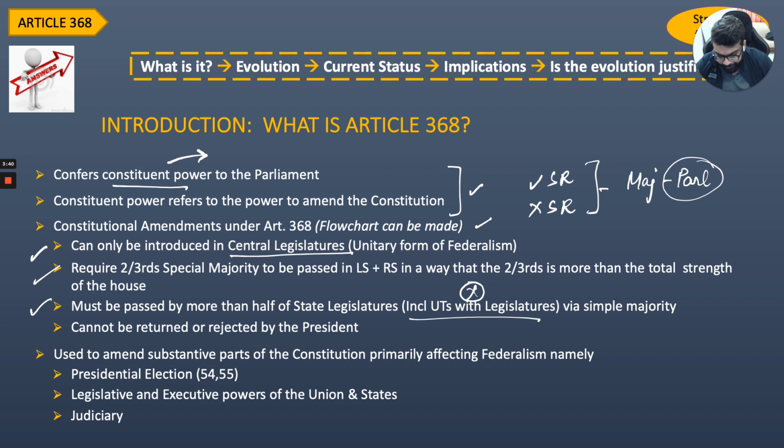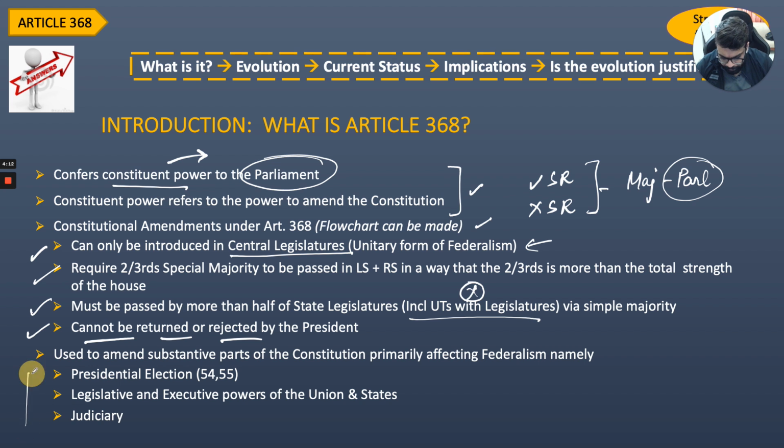And at the same time, these amendments cannot be returned or rejected by the president. They have to necessarily be assented to by the president, because if the president had certain superseding powers, India would slowly move towards the presidential form of democracy and not a parliamentary form, because the constituent power remains with the parliament. So, this is if the question asks you for certain indications. So features become your 80% and implications on federalism becomes your 20%.